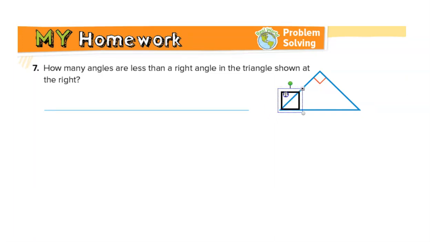So this angle is less than, and then this angle is also less than. So how many angles are less than a right angle? 2. The third one is a right angle.